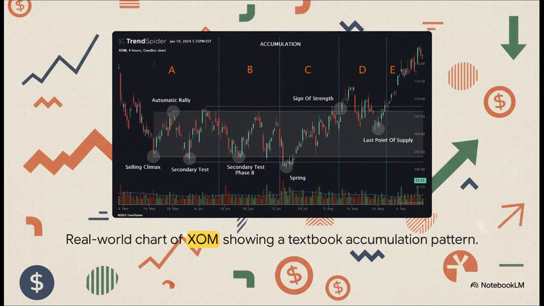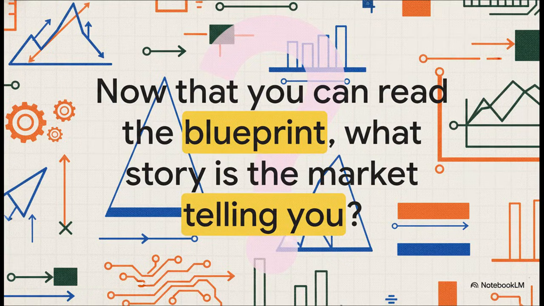And this chart of ExxonMobil illustrates the whole thing perfectly. A larger area of demand was identified on a higher time frame. Then, as the price came into that zone, this beautiful textbook accumulation schematic formed. You can clearly see the selling climax in Phase A, that picture-perfect spring in Phase C, and the ideal last point of supply in Phase D, which was the green light to get in just before that huge markup phase took off. So what's the big takeaway here?